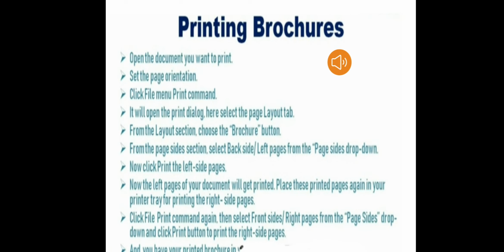Printing brochures. How can we print brochures? Steps are given over here. Open the document you want to print. We have to first open the document that we want to print. Then set the page orientation, that is portrait or landscape. You can select from there. Then click the file menu, print command. It will open the print dialog.